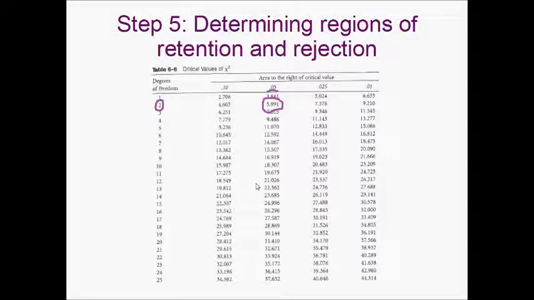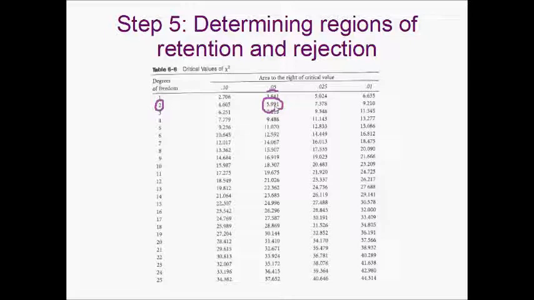So for step 5, we're going to take the data that we got earlier. We're going to go over here to degrees of freedom, which we had was 2. So as we can see down here, we're going to look for 2, and we're going to shoot over under 0.05, and we're going to get 5.99. So we're going to need this number.